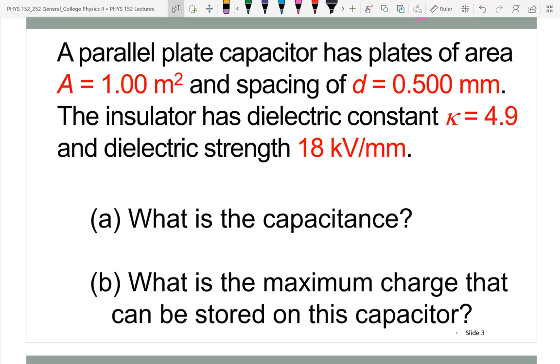But we're not engineers. We're not making this. We just say we have it. So the insulator has a dielectric constant of 4.9 and dielectric strength of 18 kilovolts per millimeter. What's the dielectric constant telling us?